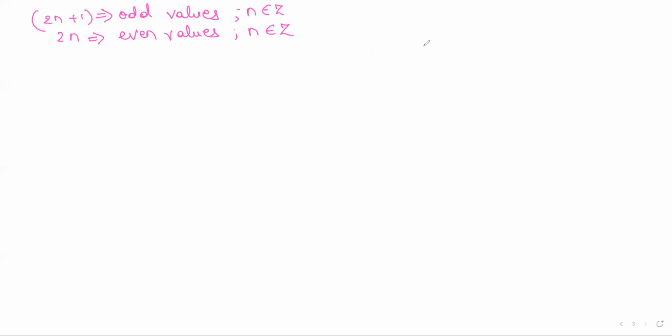So if you have to write even values, then even values are written as 2n. It represents even values, provided your n is an integer. And 2n plus 1 represents odd values. Again, your n has to be an integer. You can try this out. So we know that integers mean 0, 1, 2, 3, 4, minus 1, minus 2, minus 3, and so on.